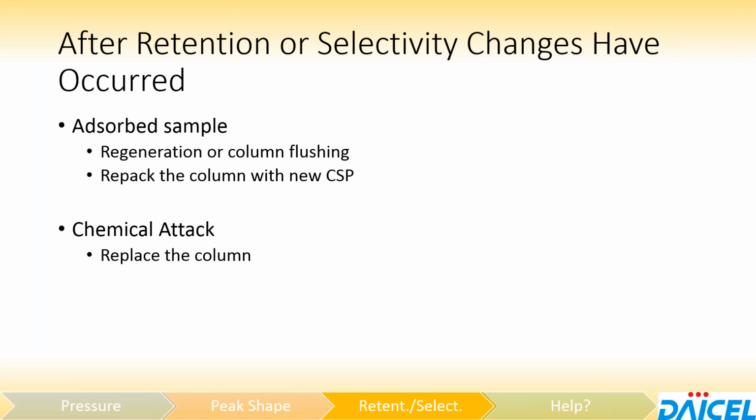For chemical attack, unfortunately, if you have degraded the silica or you have lost the polymer off the surface, you have to replace the column. There is no coming back from that, unfortunately. So again, that's why I harped on it as much as I possibly could. No forbidden solvents on your coated phases, and make sure that you're not using those harsh additives.